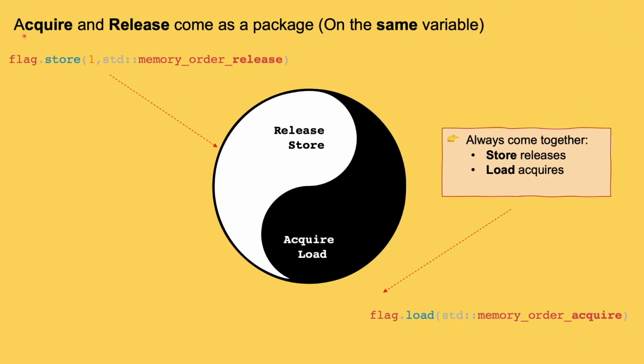The first thing that you need to learn about acquire and release is that they come as a package. That means there has to be a store on an atomic variable that is tagged as release, and then there has to be a load on the same atomic variable that is tagged as acquire. And these two always come in pair. Store with release on one thread and then load with acquire on another thread. And then the other thing is that release always comes with store and acquire always comes with load.